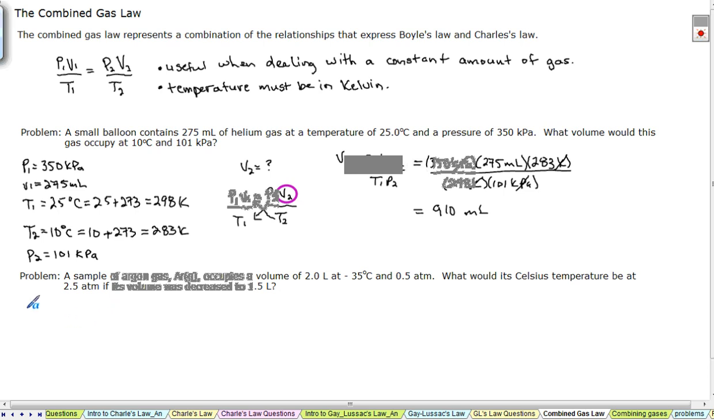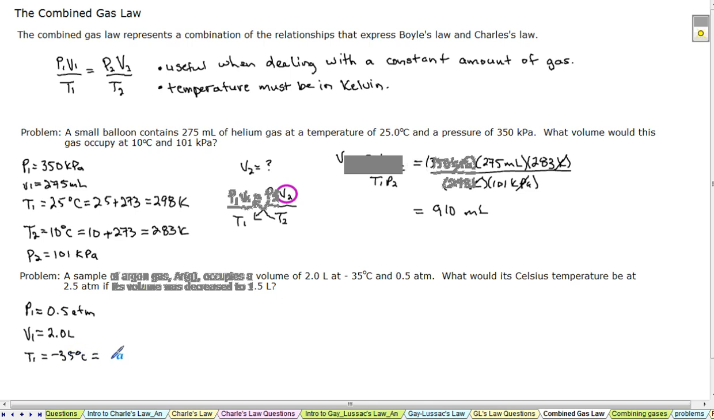So again, we're going to write out everything we know. Let's start off with our initial pressure. Initial pressure was 0.5 atm. The reason why I go P1, V1, T1 is because that reinforces what the formula looks like, but the order does not matter. Our initial volume is 2.0 liters, and our initial temperature, T1, is minus 35 degrees Celsius.